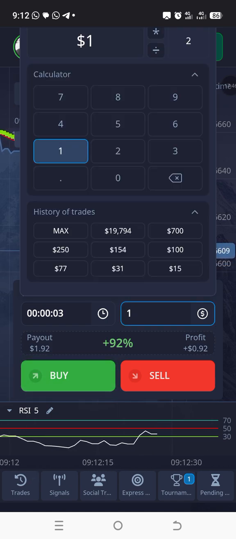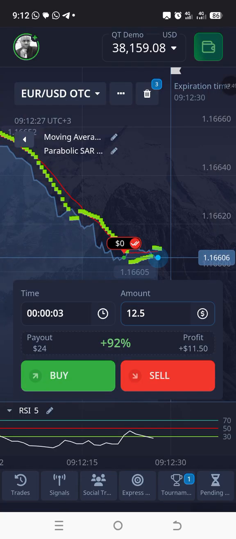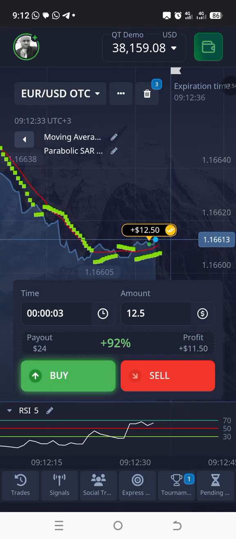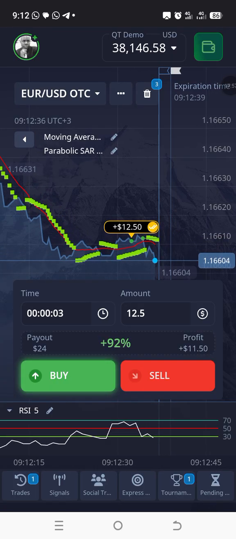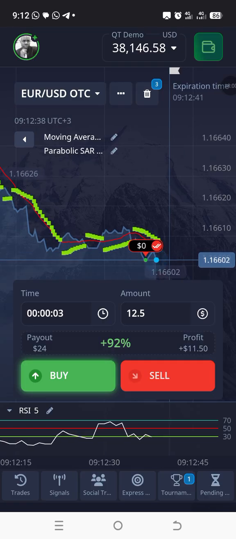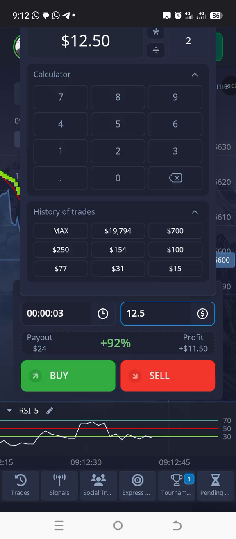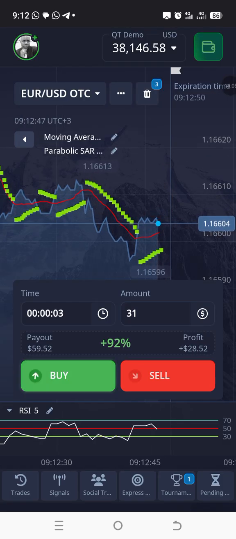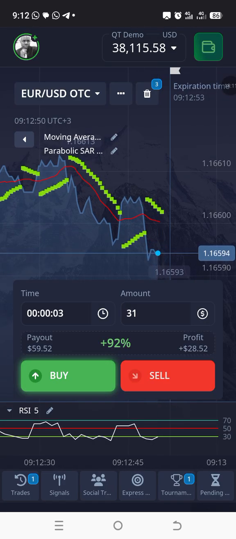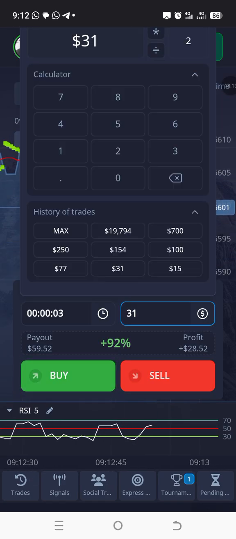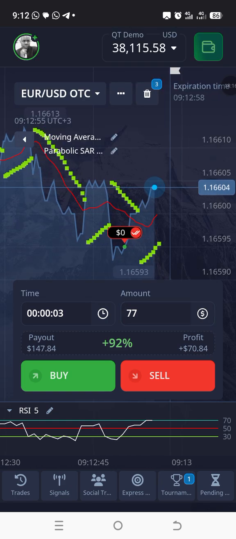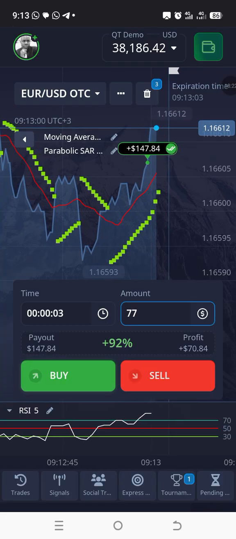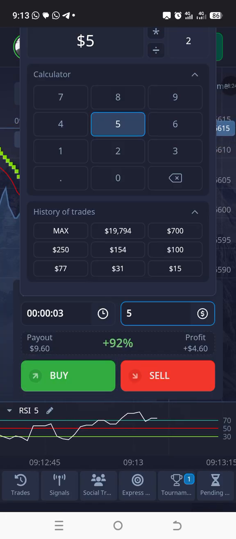Then we increase it, 12.5. I didn't reduce it, so I'll go to 31. I forgot to reduce it back. I go to 77. You see, we are at 186.